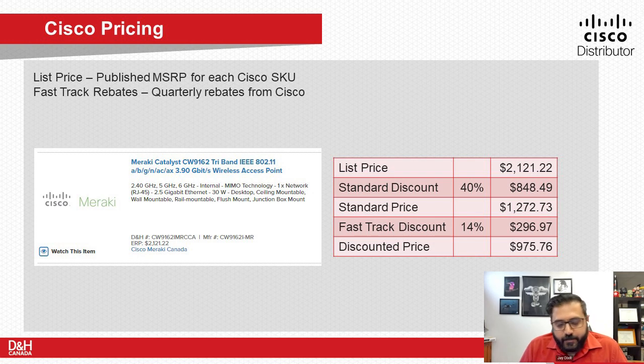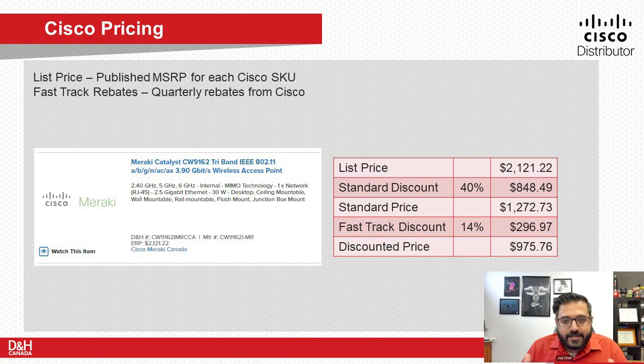Now, Cisco does this thing called fast track rebates. They happen every quarter. At the beginning of the quarter, Cisco puts out this long list of SKUs that they want to focus on, and they provide additional discounts. So in this example, I just threw in 14%. Let's say for this quarter, this particular SKU has a 14% fast track discount. That 14% actually layers on top of the 40% that I mentioned earlier.